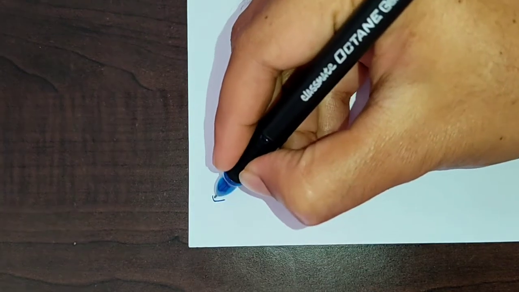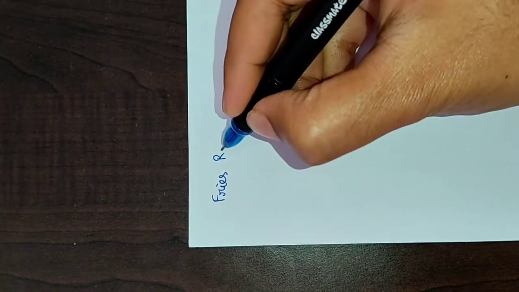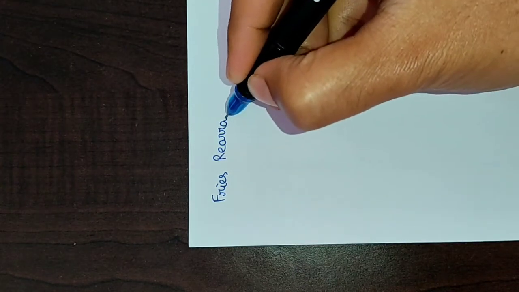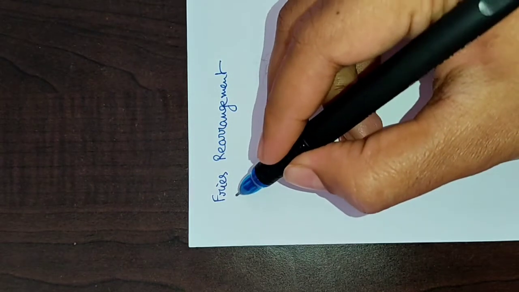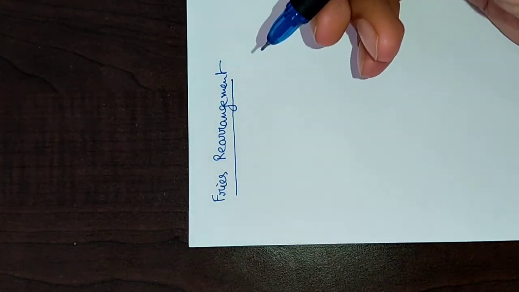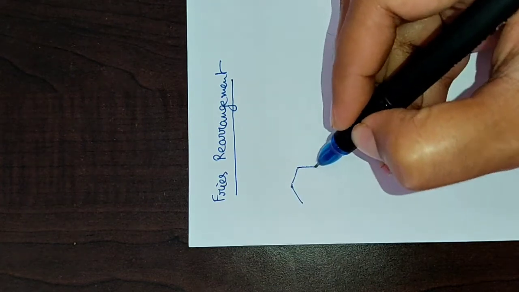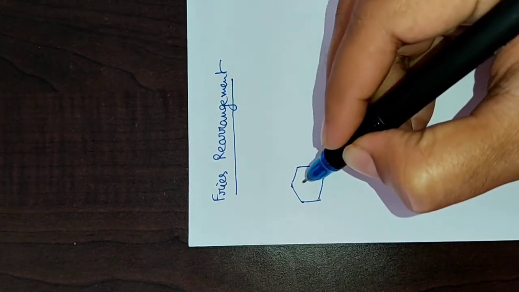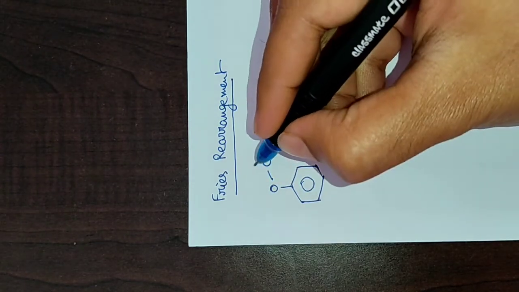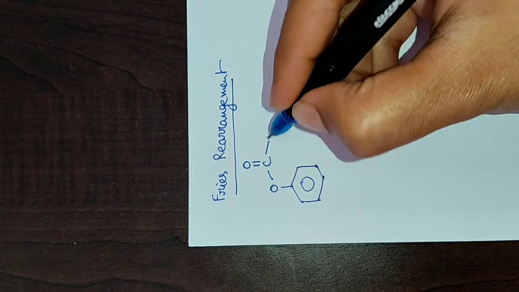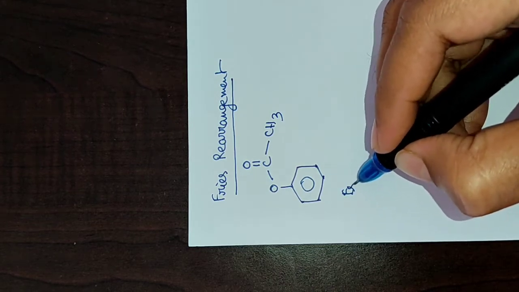Today we will study one of the most important rearrangement reactions in organic chemistry, and it is named after the scientist Fries and is popularly known as Fries rearrangement. Now, the reaction can be presented as: this is an ester of phenol.